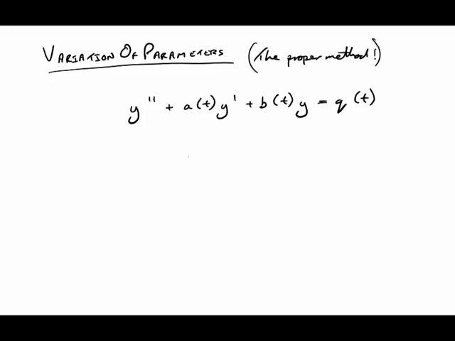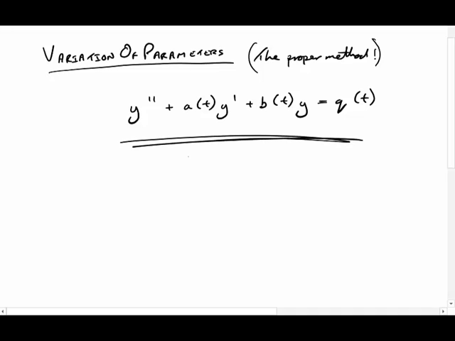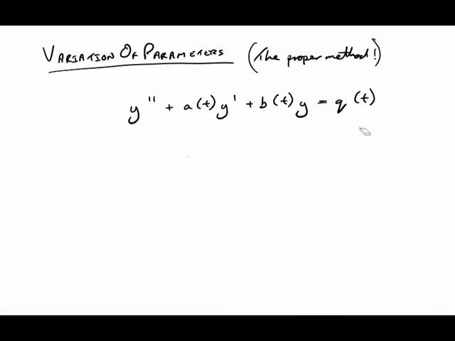Hello, so in this video I'm going to be talking through the method of variation of parameters, and I put in brackets "the proper method", because of the methods which we looked at up to now for solving non-homogeneous second order differential equations. Non-homogeneous just basically means the right hand side is not zero, so it's got something involving t on the right hand side.